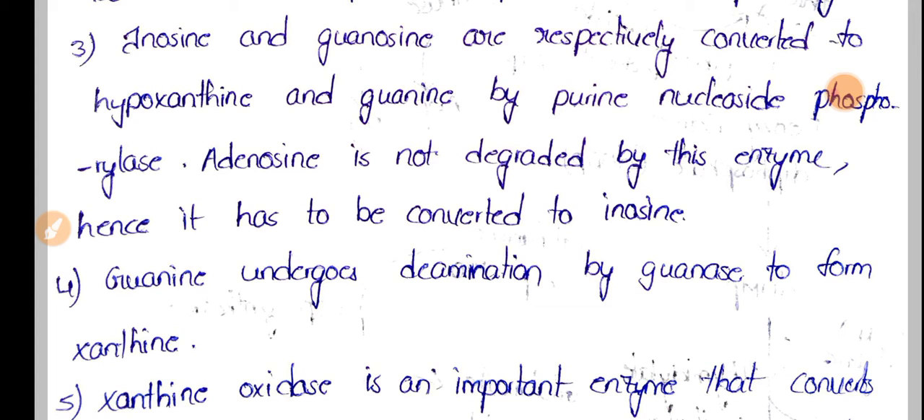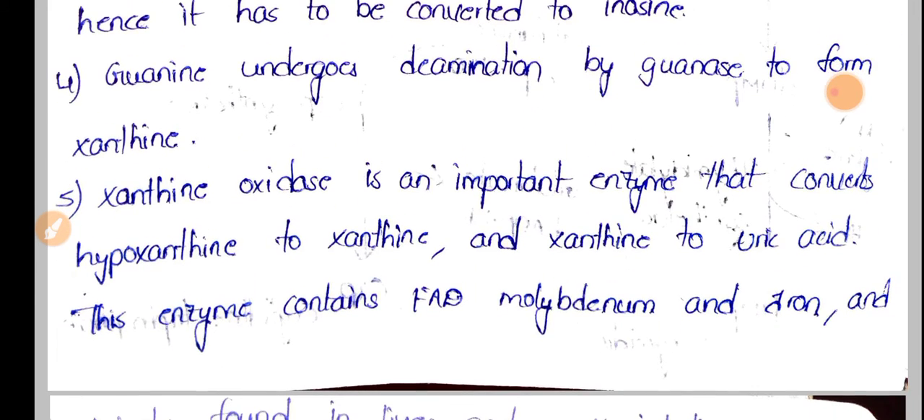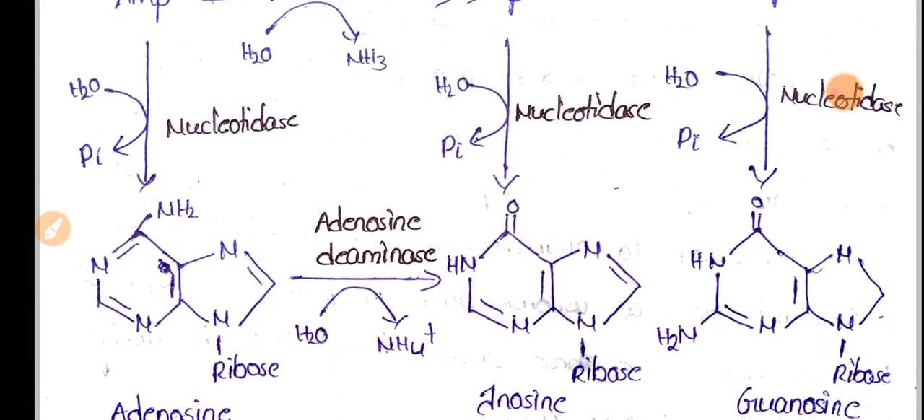Okay, so next guanine undergoes deamination by guanase to form xanthine. So here guanine can be converted into xanthine by the activity of the enzyme guanase. Okay, so first let's see the reactions, then you can get a better idea.